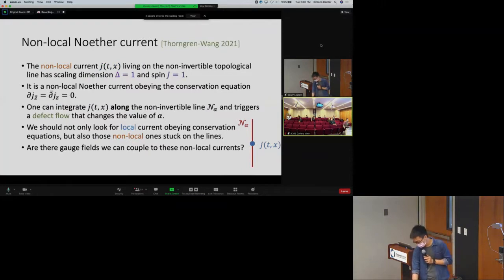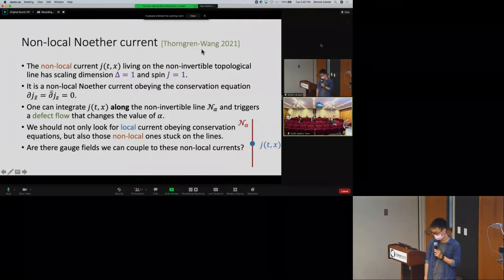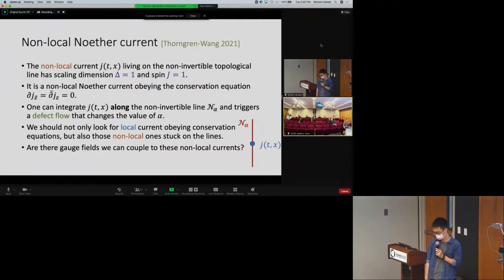And the perspective that was advocated by Ryan and Yifan was that the non-local current living on the non-invertible line should be thought of as the reason why we have a continuous family of non-invertible lines. We should think about it as a non-local Noether current. It has scaling dimension 1, and the spin is also 1. Generally, for a conformal line, you can only talk about the scaling dimension, but not its spin. But here, we are talking about a topological line.